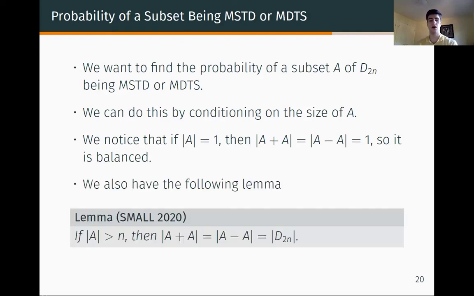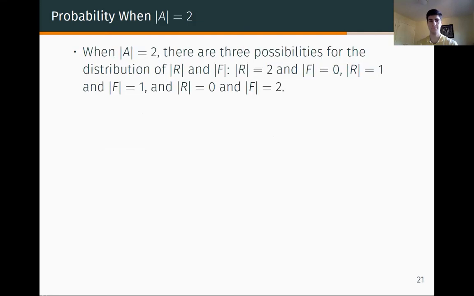And then also, if the size of A is greater than n, so that means it has more than half of the elements in the group, then both the sum set and the difference set are going to be the entire dihedral group and then thus be balanced. So we need to look at when the size of A is between 2 and n.